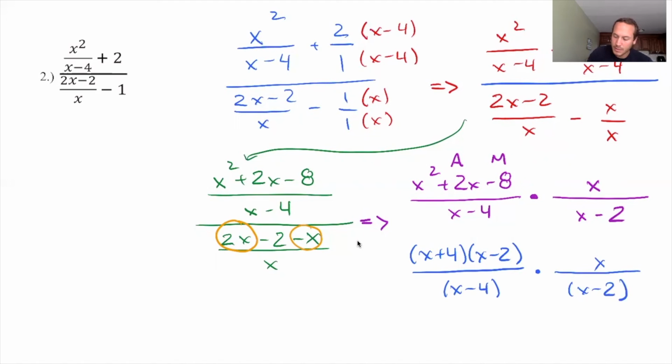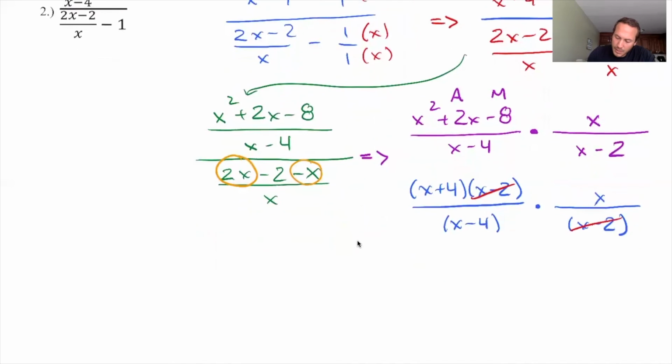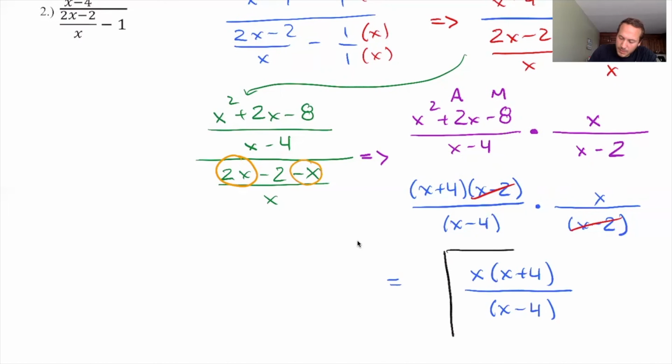Do I have anything that's exactly the same? I do, those x minus 2's. Now I can't touch the x plus 4 and the x minus 4. Those are two entirely different terms. So what we have here, and our final answer is just going to be x plus 4 over x minus 4. There's nothing else that can be done. So that's just my answer.